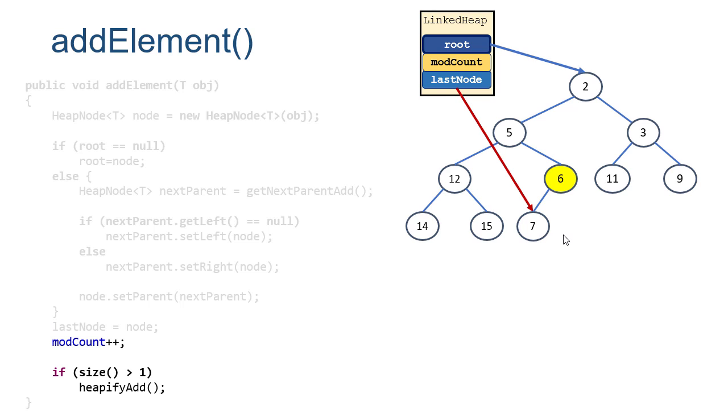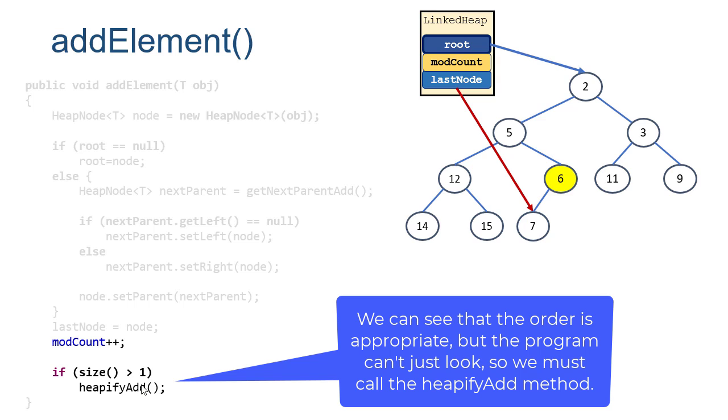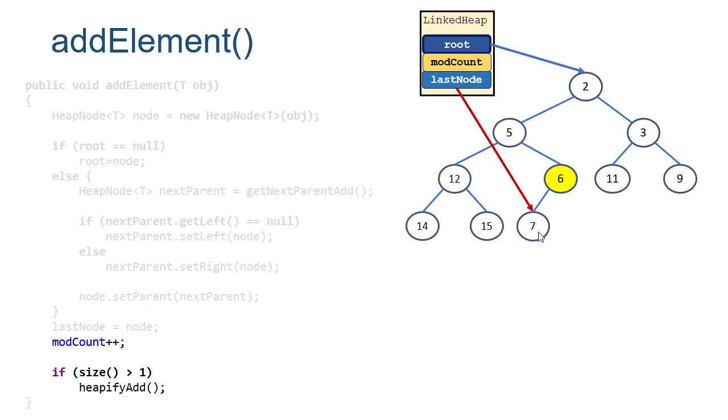Then finally, remember we need to keep track of the ordering. And in this case, the order is okay. But to double check that, we'll call this method Heapify Add, which we'll see later. The goal of Heapify Add is to handle cases where, suppose we had a 4 here, then we would need to move the 6 down, move the 5 down, and the 4 would go right here. So that's what Heapify does, and we'll see how that works in a moment as well.